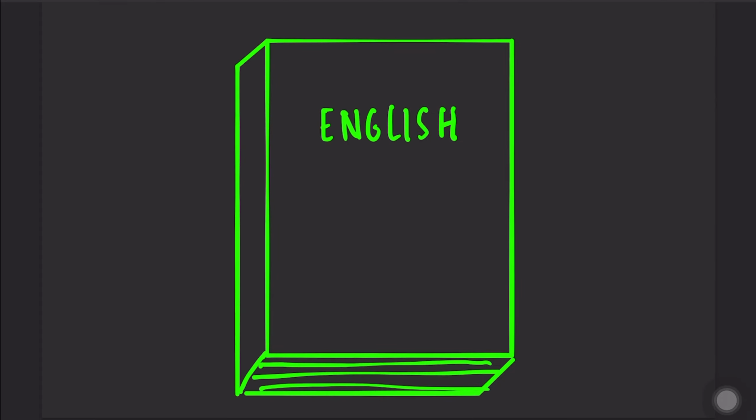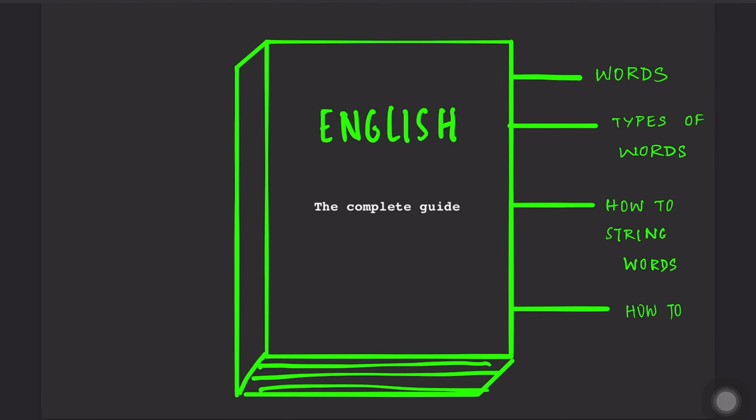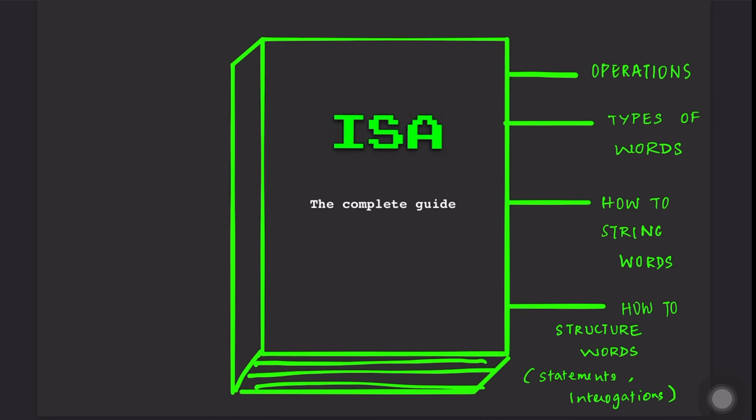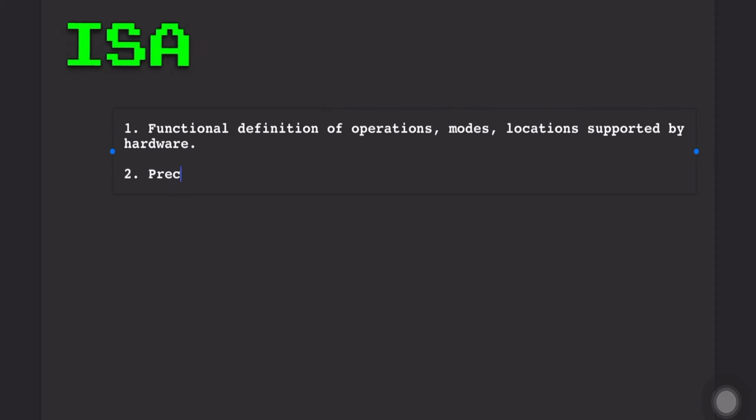Imagine you write a guidebook for a person to communicate in English. It will define words, different types of words, how to string words together, how to structure words into different types such as statements, questions, etc. Similarly, an ISA is a well-defined hardware and software interface. It provides functional definition of operations, modes, locations supported by hardware, precise description of how to invoke and access them.